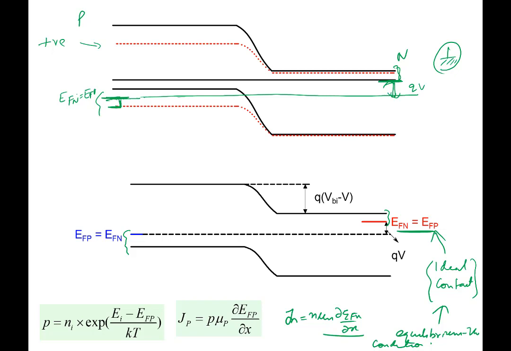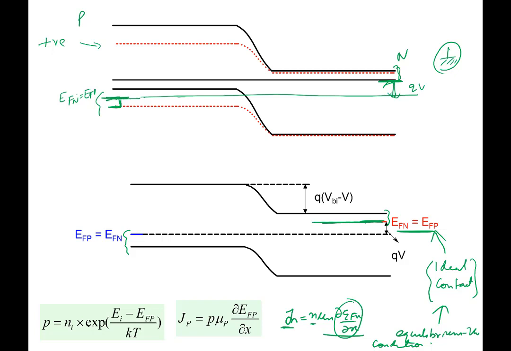So the idea now is, if you think about this region here, EFN equals EFP, fine, but let's focus on EFN. As it starts from the ideal contact, what happens to EFN? Does it remain flat? Well, obviously not. Why? Because there's an electron current, there's a gradient. But what does the gradient depend on? Del EFN by del x, there's a Jn, and there is this n here. And what is n in this particular region?